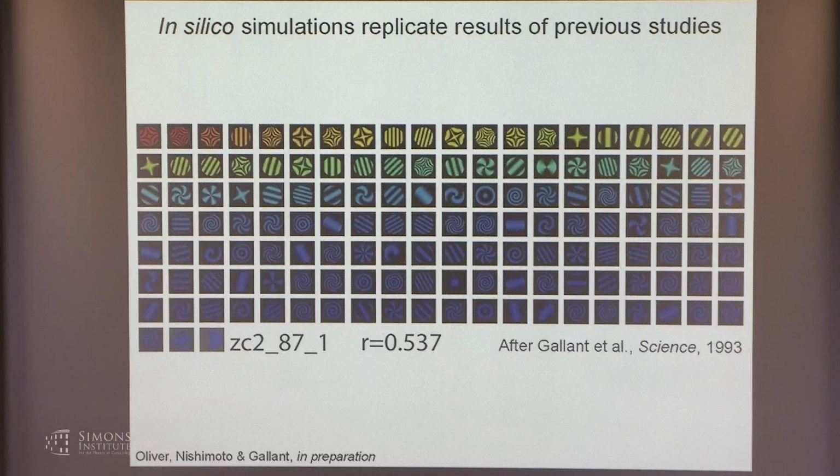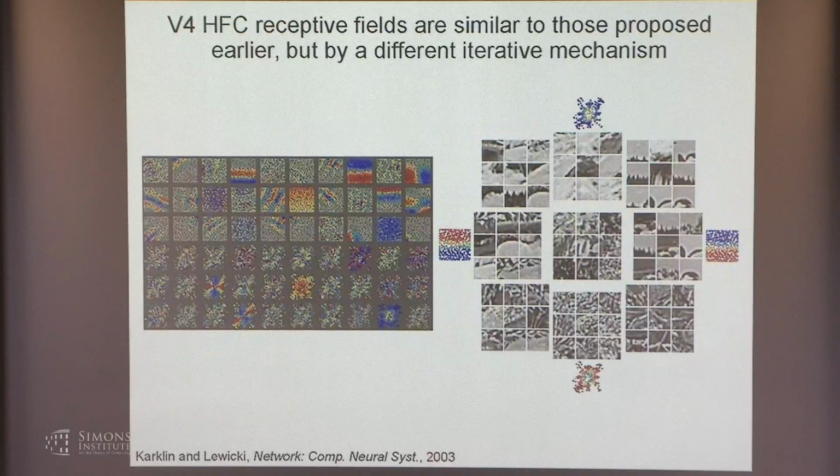So I should mention that you can do an in silico experiment once you have these filters and replicate every observation that anybody's ever made in V4, which is handy. So this is not a real V4 non-Cartesian selective cell. It's a fake V4 non-Cartesian selective cell. And if you show non-Cartesian stimuli to this cell, you'll get the same tuning. So that's nice. So this accounts for classical results as well.